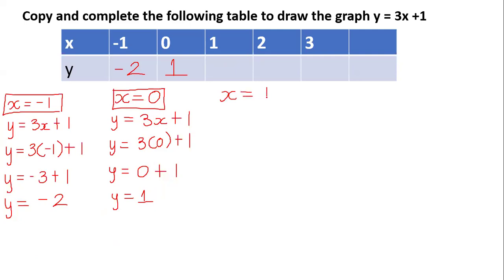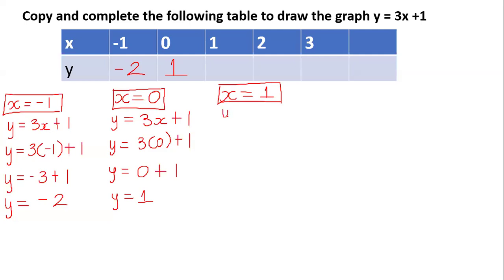When x is equal to 1. Very good. I already have the answer. What do you all have when x is equal to 1? For those who have 1... Okay. All right, so we have 4.